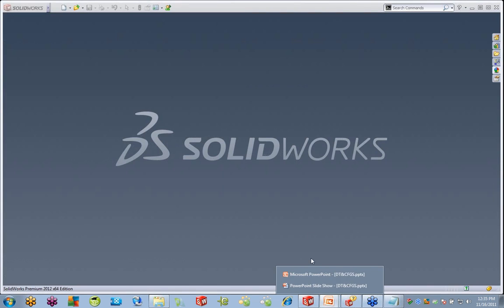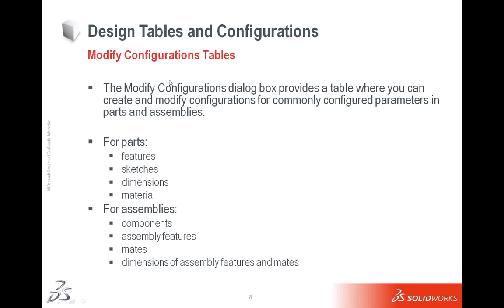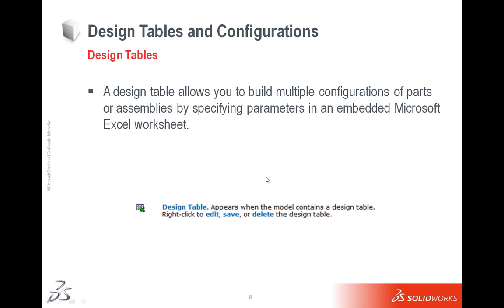Let's move on here for a moment. And in assemblies, as I said, components, assembly features, mates, and dimensions of assembly features and mates. Now, the big bear in the room is design tables. Design tables is using an Excel-based table to build multiple configurations by specifying the parameters that you're going to vary. Now, when you do add a design table, you saw the tables folder in the configuration manager. That tables folder will be populated with an icon that looks like this.